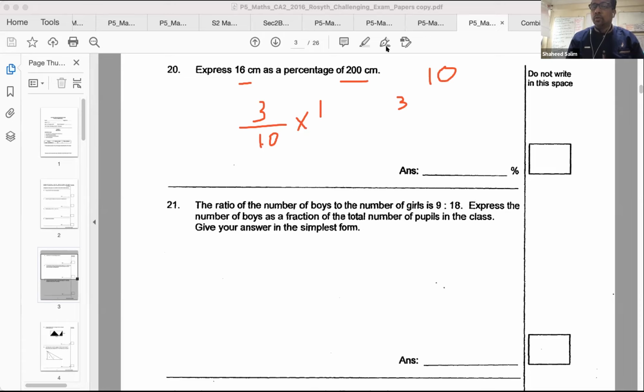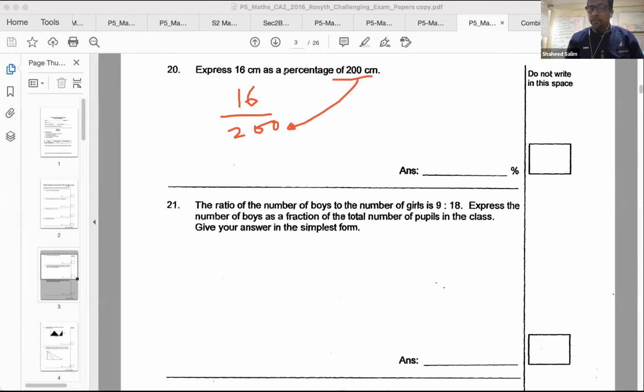So first you need to do the same thing down here. You need to express it as a fraction now. 16 is at the top. The bottom number is 200. How do we know? Because they say 16 out of. See the word "of", it goes below.